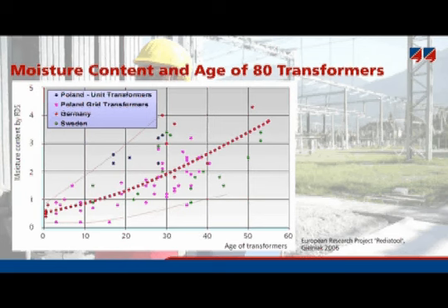So, it's not a simple relationship between moisture content and age. It depends particularly on the operation mode of a transformer. For example, how is it breathing? Is it leaking? And so on.